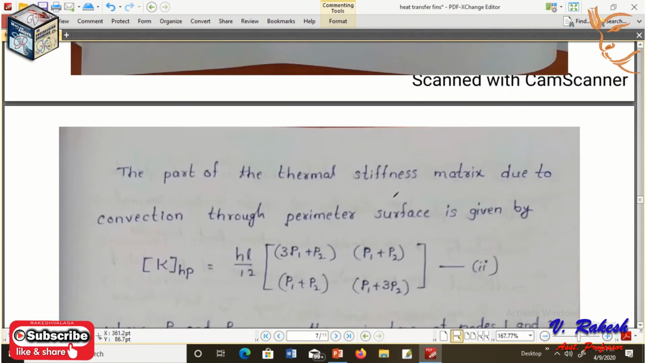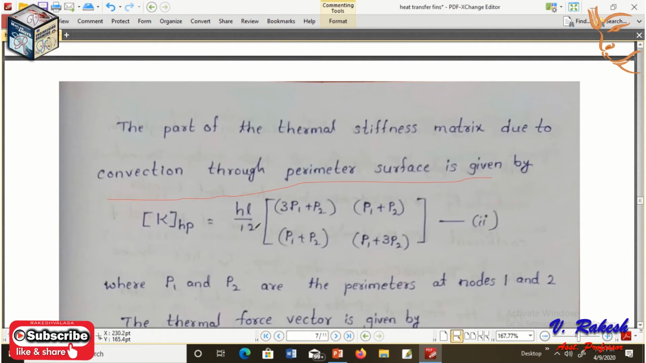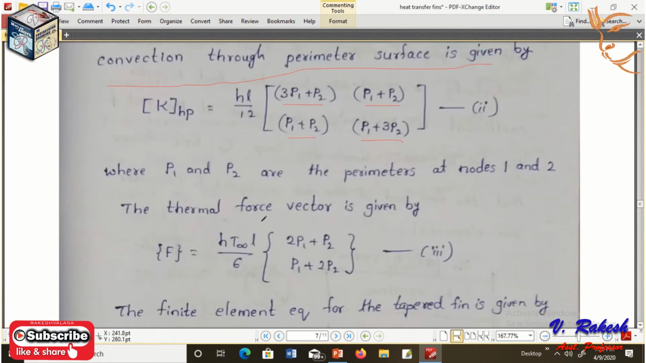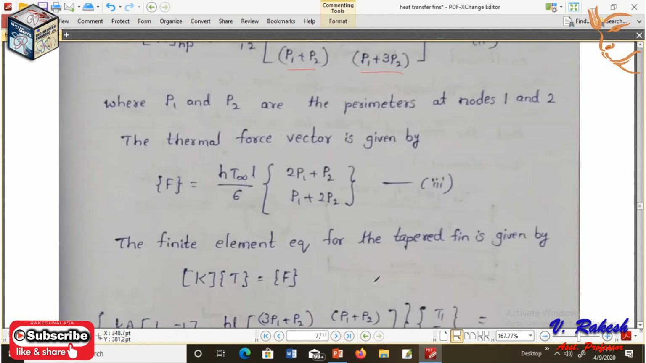The part of the thermal stiffness matrix due to convection through perimeter surface is given by KHP equal HL by 12 3P1 plus P2 P1 plus P2 P1 plus P2 P1 plus 3P2. This is equation number 2, where P1 and P2 are the perimeters at nodes 1 and 2. The thermal force vector is given by F equals H T infinity L by 6 2P1 plus P2 P1 plus 2P2. This is equation number 3.